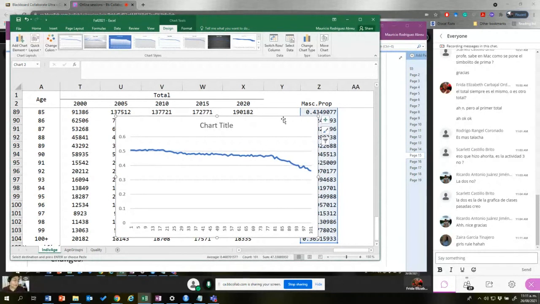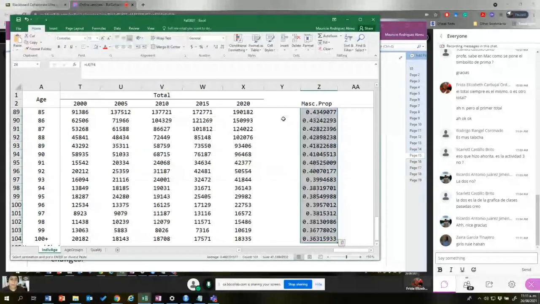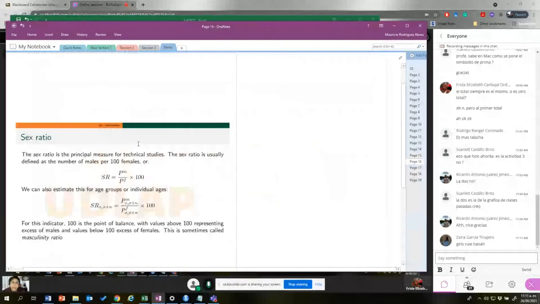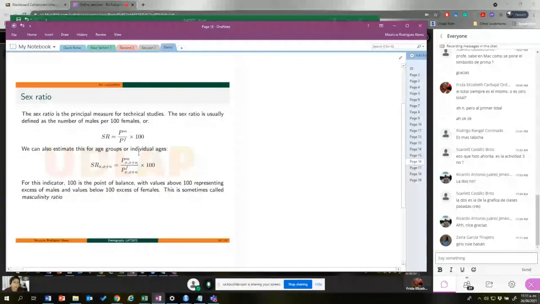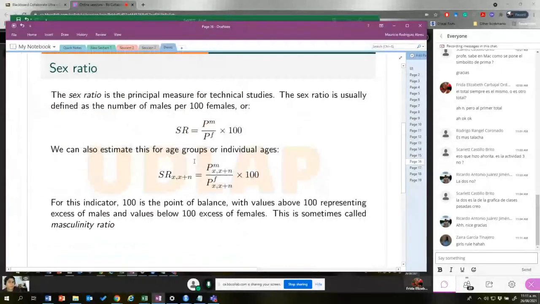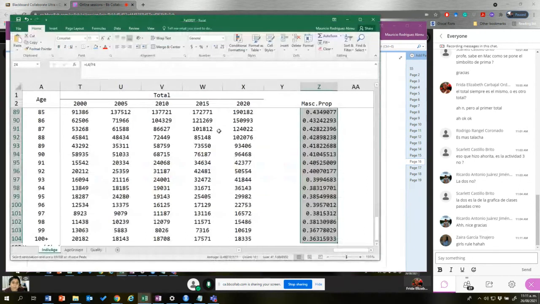So this is the behavior that we have for this first index. Okay, I'm running out of time. So the next ones are really easy also to estimate. The second one is the sex ratio. It's similar to the one that we had before, but now instead of using the total population down here, we're gonna take the female population. So it's males divided by females times 100. And again, we can do it for the total population or for specific age groups.